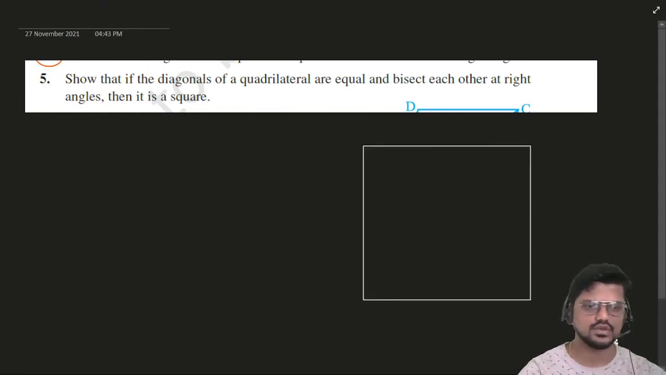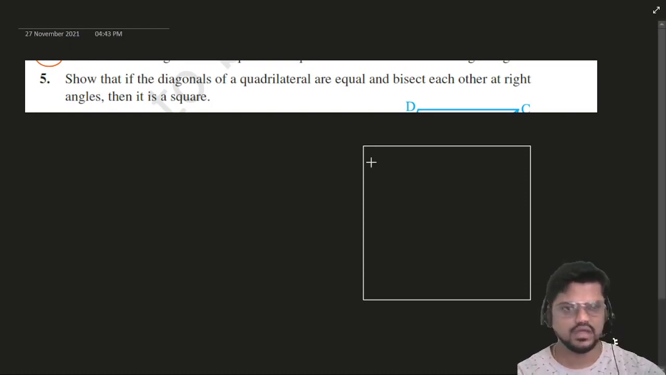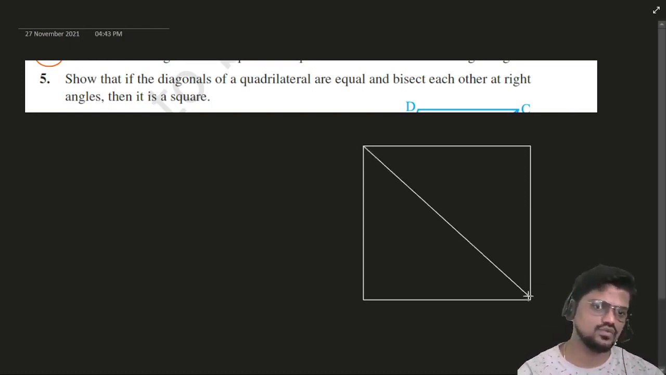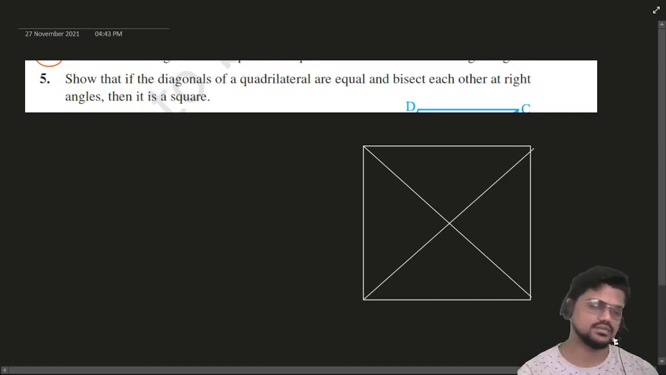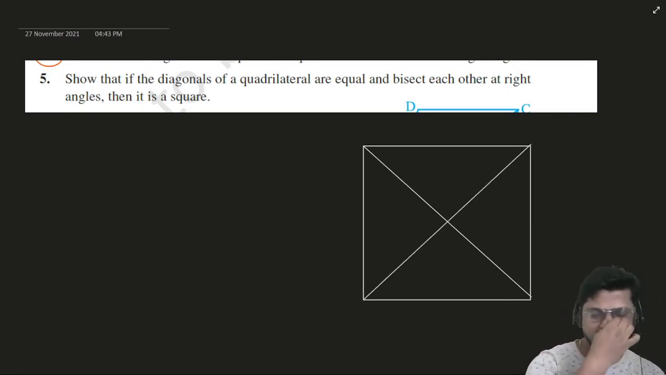Also, the diagonals they said. Now over here, while writing the proof, you don't know that it is a square. Don't consider it as a square, but while drawing it, make it as a square. Now show that if the diagonals of a quadrilateral are equal.